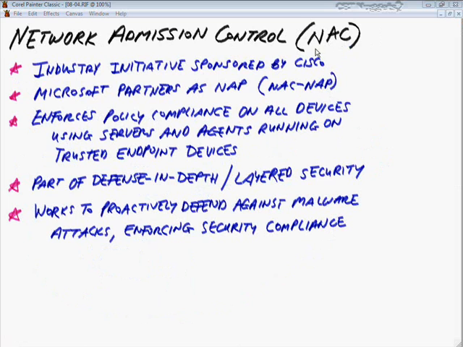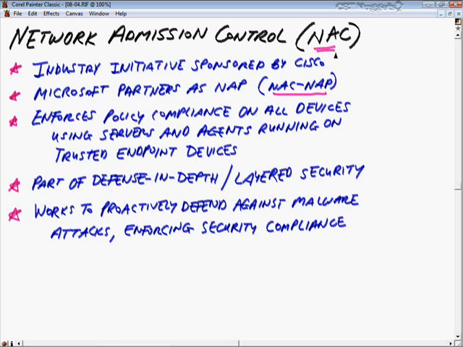NAC, I can really actually talk about Cisco now because CompTIA wants you to understand what NAC is, and this is an initiative driven by Cisco. It's an industry initiative, okay, so it goes across the board, but it's sponsored by Cisco. Microsoft also has their own initiative called NAP, and they're actually partnering up with Cisco to deliver NAC-NAP as listed here. We aren't really concerned for this exam about NAP. We're concerned with NAC.